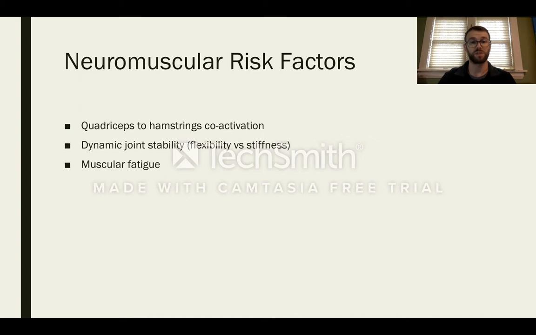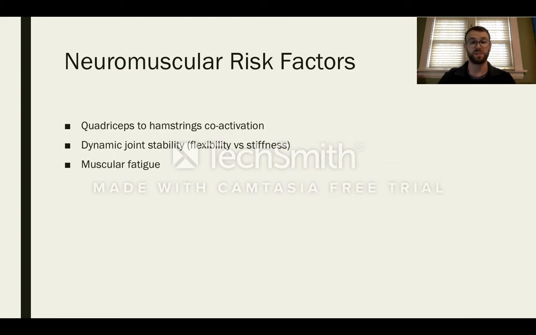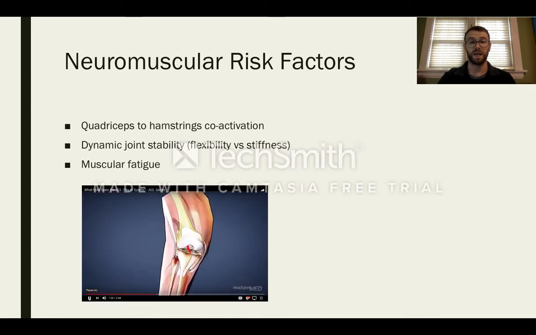When we're looking at neuromuscular risk factors, the hamstrings typically are weak, and so this leads to a poor ratio between the quadricep strength and hamstring strength. And then the other way to think about it is just co-activation in general. If the hamstrings are weaker, they're not going to activate to as great a degree as the quadriceps typically do. And this typically manifests in anterior tibial translation as the tibia can shift forward against the femur, putting stress on the ACL.